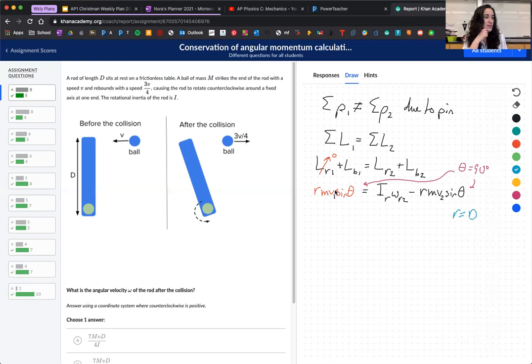So I'm going to go ahead and start plugging in. So D m v, and sine 90 is 1, equals, the rotational inertia of the rod is just called I. Omega for the rod is what we're looking for. That's what we're looking for. And this is minus D m. Now the v at time 2 is 3v over 4. And then again, sine 90 is 1. All right, so we're getting close now. Our goal is to get omega by itself. So this becomes 3/4 D m v.